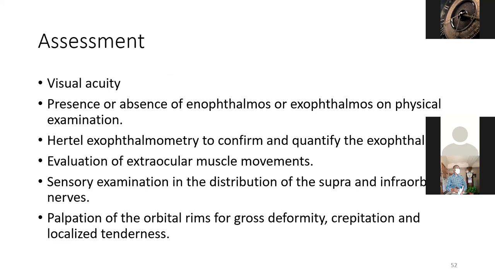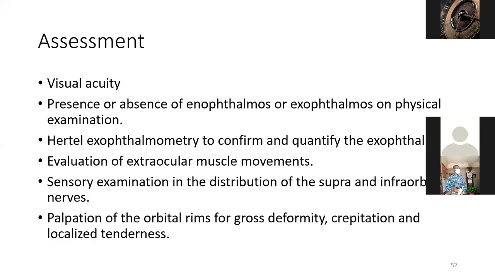Assessment of a patient with orbital injury. Visual acuity, and look out for the presence or absence of enophthalmos or exophthalmos on physical examination. Now, enophthalmos is when the eye sinks deep into the socket, and this suggests that there has been an orbital wall fracture. When there's a big injury to any of the orbital walls, then the orbital contents prolapse out of the orbit, say into sinuses, then the eye sinks back. Exophthalmos is another word for proptosis, when the eyeball is pushed outwards. This one usually occurs when there's orbital hemorrhage.